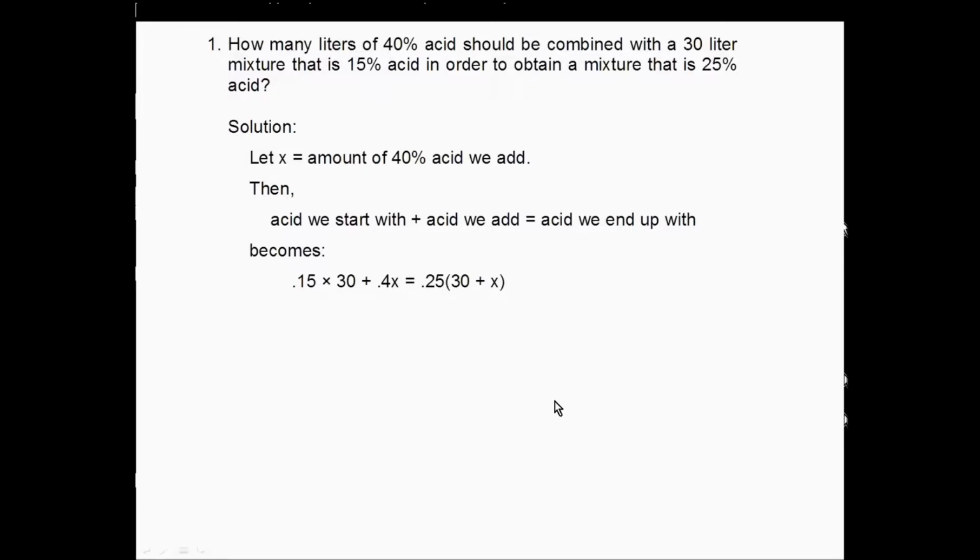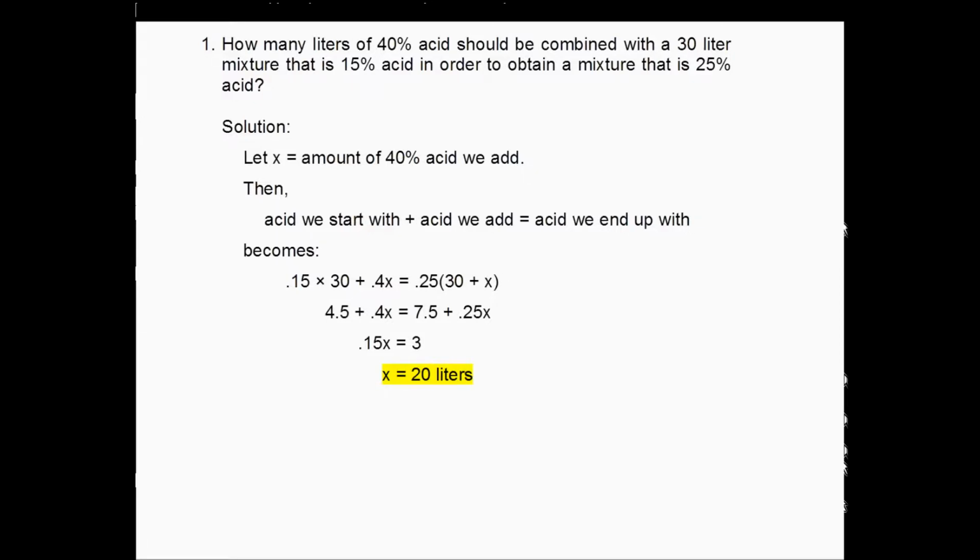Now I did use a calculator to multiply the decimals. So I'm going to do 0.15 times 30, and I'm going to distribute the 0.25. So I end up with 4.5 plus 0.4x equals 7.5 plus 0.25x. I'm going to move x's to the left, numbers to the right. So I'll subtract 0.25x, subtract 4.5. 7.5 minus 4.5 is going to be 3. 0.4x minus 0.25x will be 0.15x. So 0.15x equals 3. Now divide by 0.15. So X will be 20 liters. You need 20 liters of 40% acid.